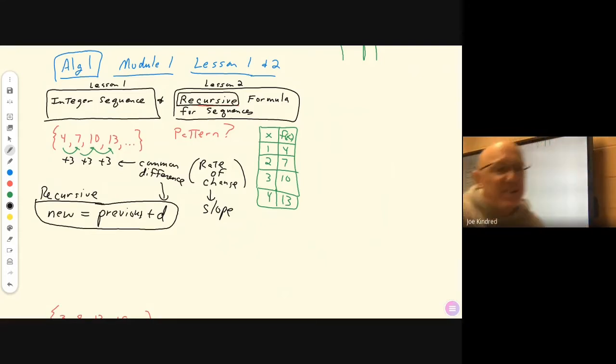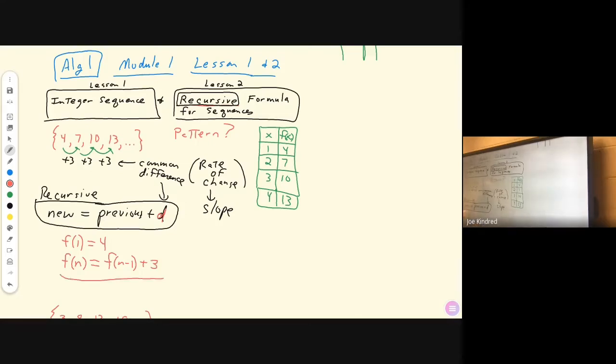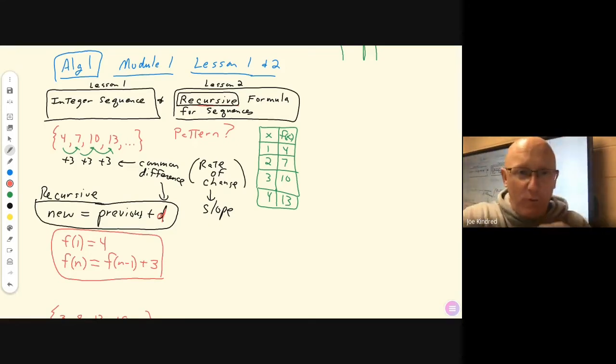So in this case, how we would write the recursive formula is we always state the first value. In this case, the first value is f of 1 is 4. And then f of n, any other term, is going to be f of n minus 1, the previous term, plus, what's the d? Well, in this case, the d is plus 3. So right here is what's called the recursive formula, or the recursive way of writing this.